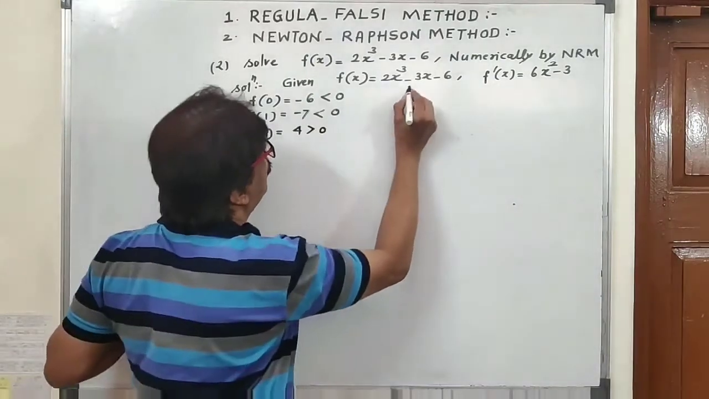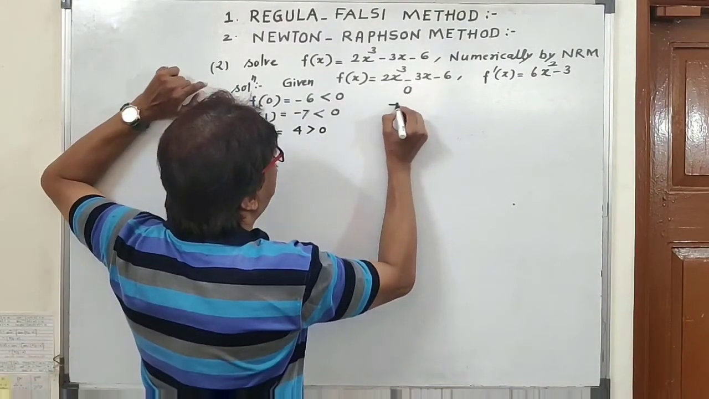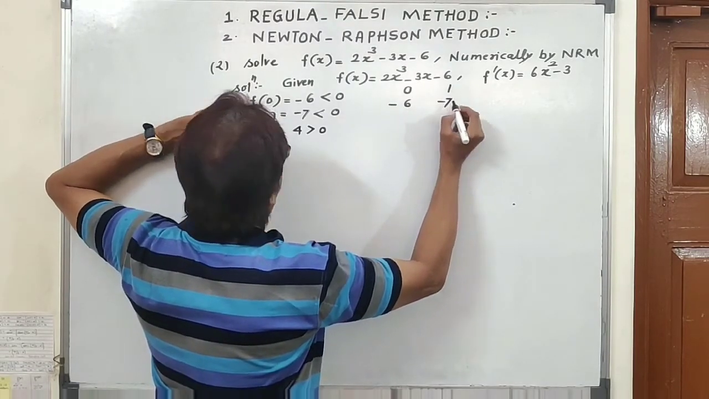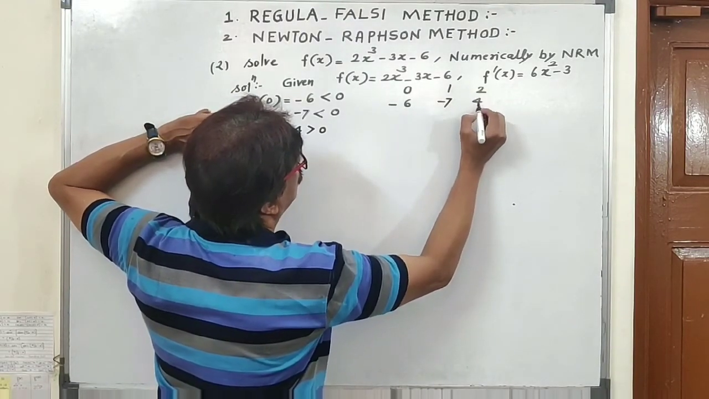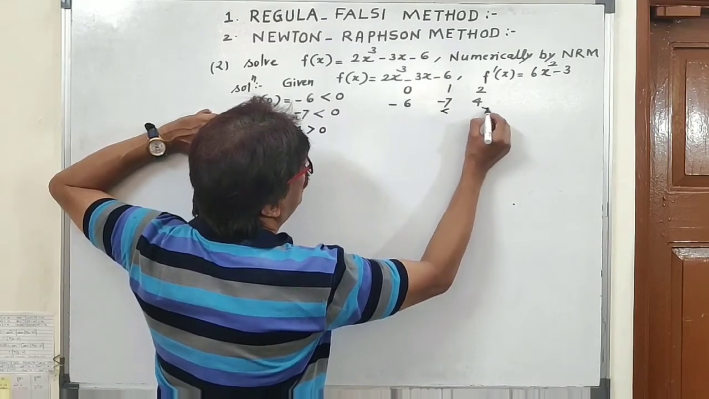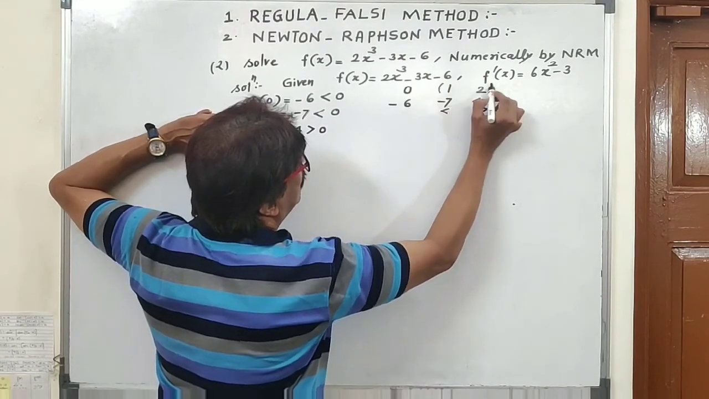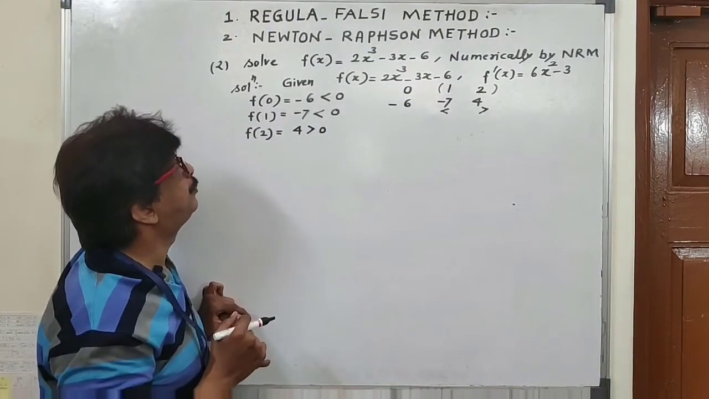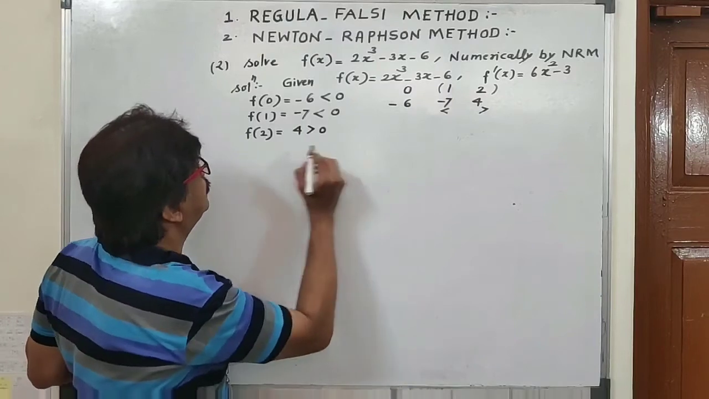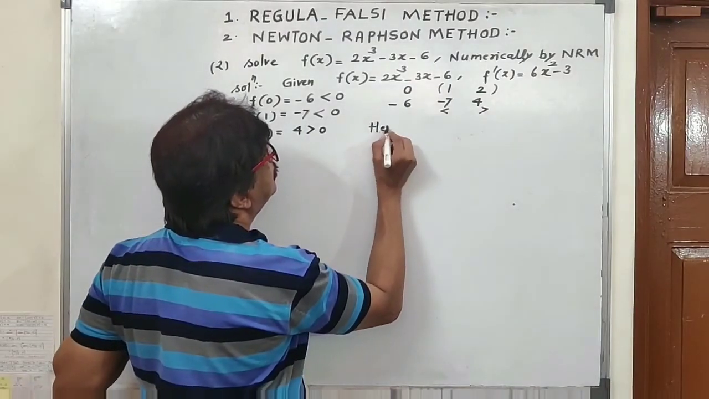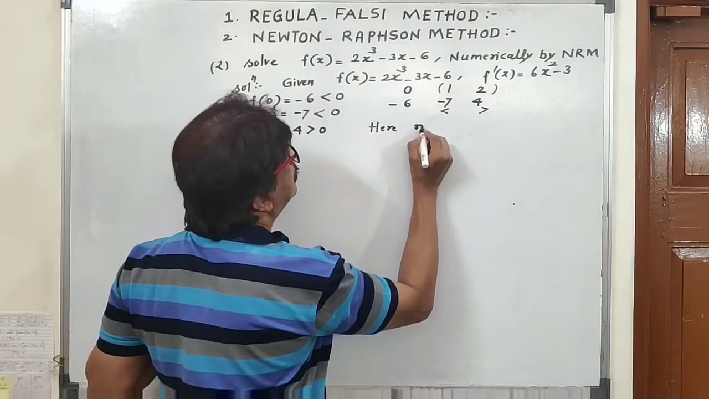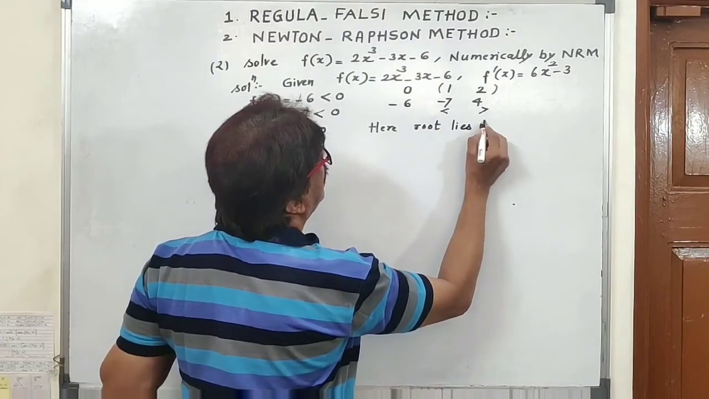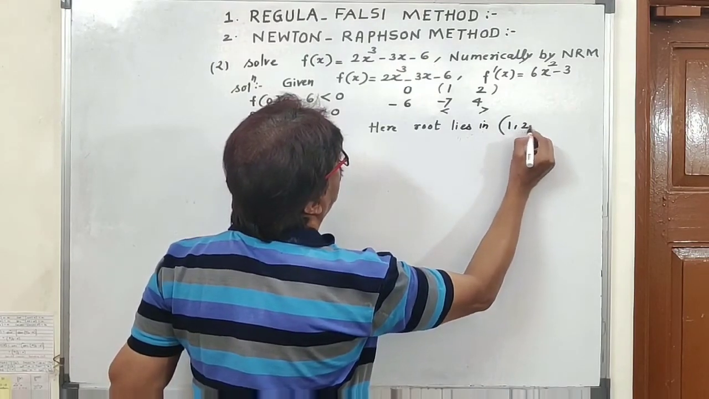So for 0, it is −6. For 1, it is −7. And for 2, it is +4. So this is negative, this is positive. That means the root lies between 1 and 2.